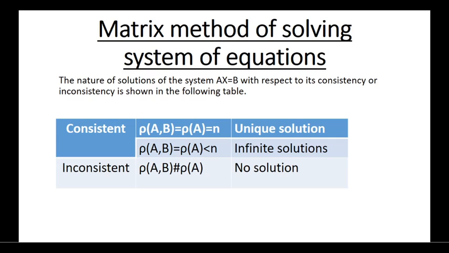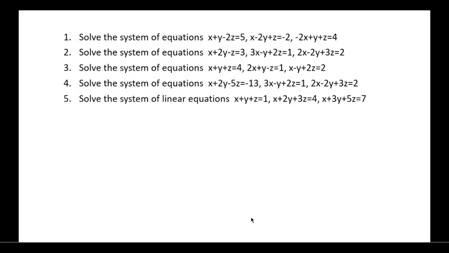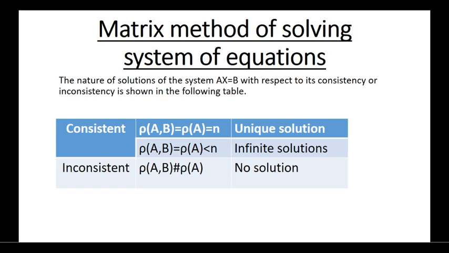For such augmented matrix and coefficient matrix, we find ranks. When ranks are equal and equal to the number of unknowns, it contains a unique solution. When ranks are equal and less than the number of unknowns, then infinite solutions. When ranks are unequal, then it contains no solution. Now we solve the system of linear equations using this method, the rank method.